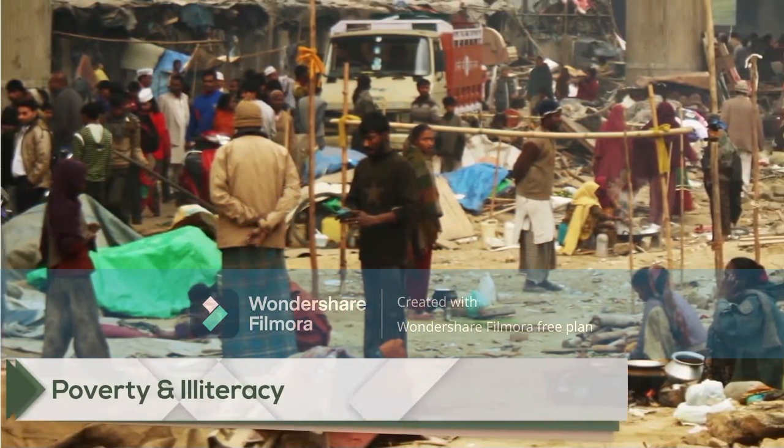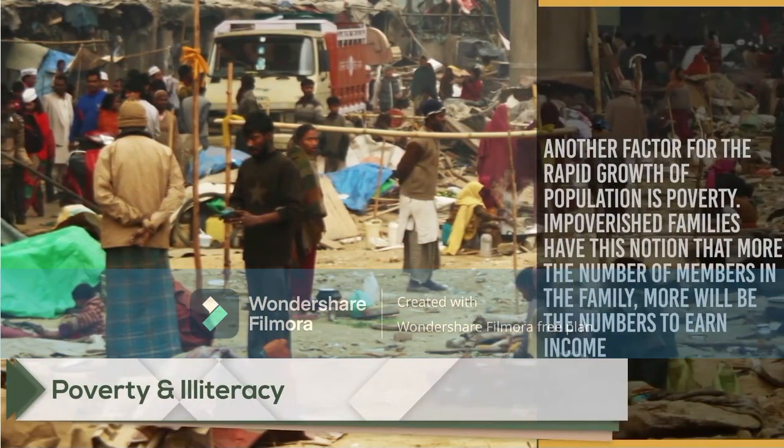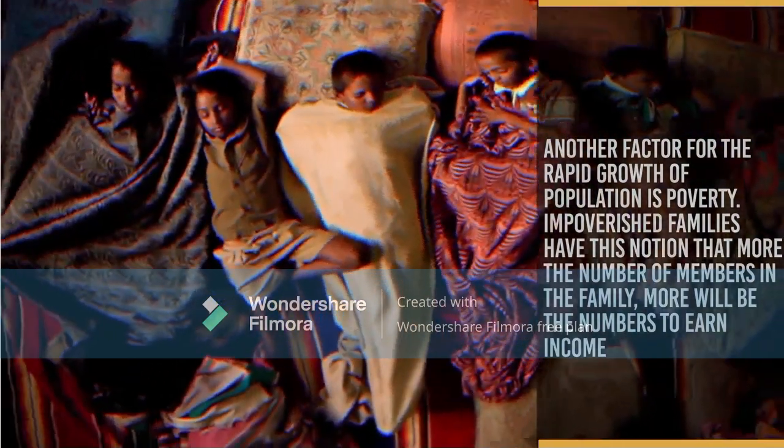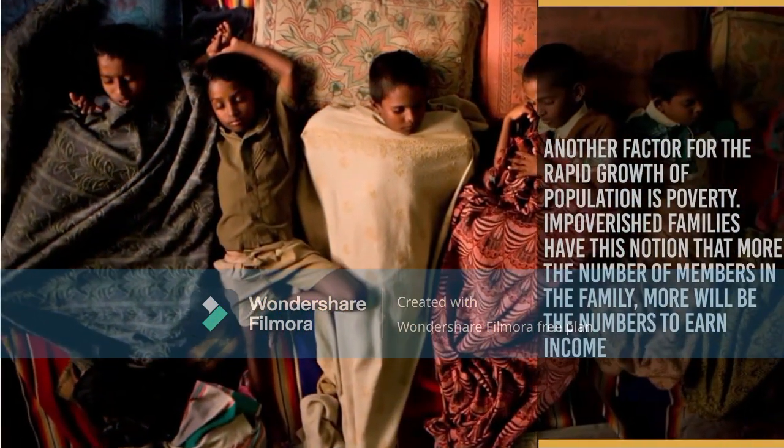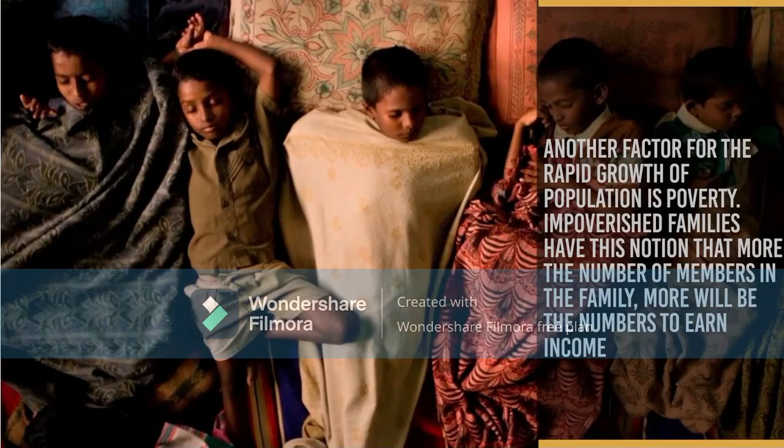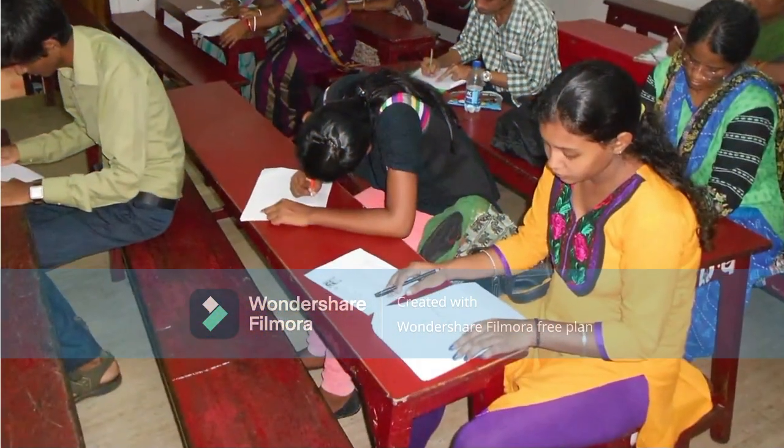Poverty and illiteracy. Another factor for the rapid growth of population is poverty. Impoverished families have this notion that the more members in the family, the more will be the numbers to earn income. Illiteracy is thus another cause of overpopulation.